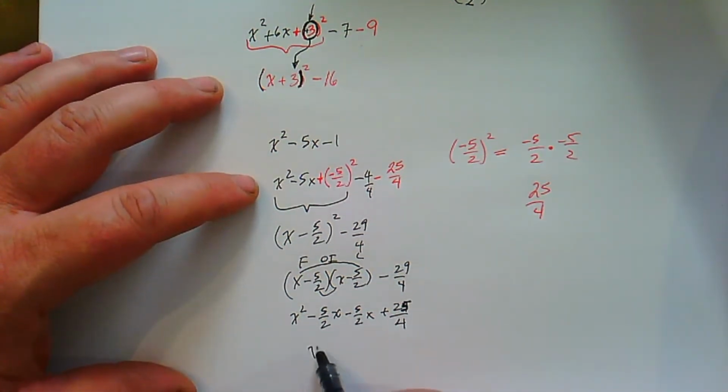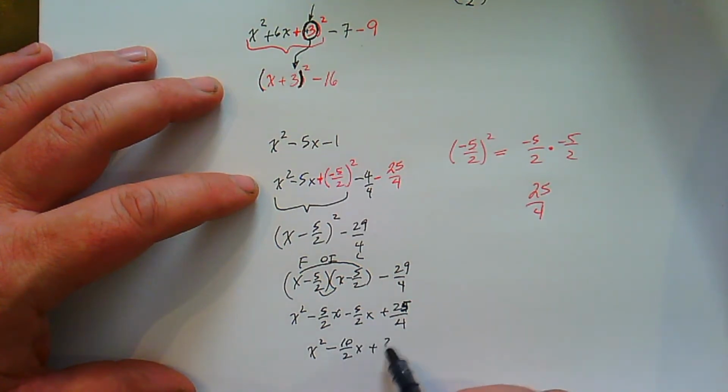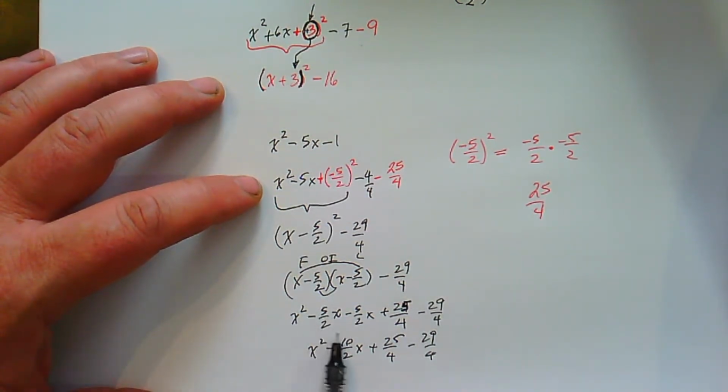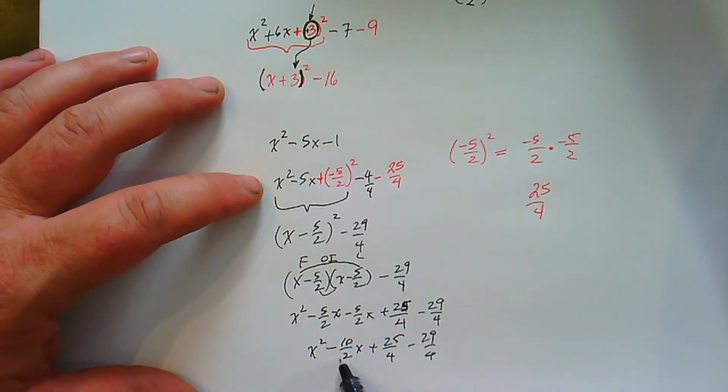So x squared, now negative 5 over 2 and negative 5 over 2, well, that's negative 10 over 2, plus 25 over 4 minus 29 over 4. I forgot to write the negative 29 over 4 on that one. Look at that, though. Negative 5 over 2 minus negative 5 over 2, well, just minus 5 over 2. Isn't 10 over 2 the same as 5? So here's what we got. This right here, this is 5. And these are the same denominator, so 25 minus 29, doesn't that equal negative 4 over 4? And isn't that equal to negative 1?